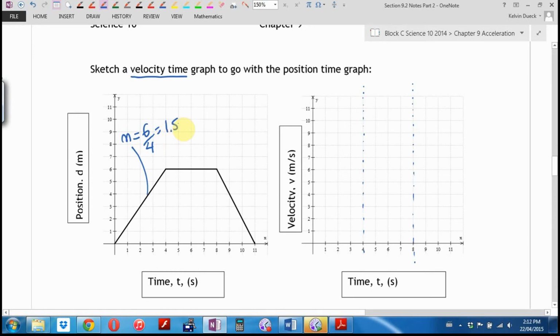What that means is that section there would be a line 1.5 high on a velocity time graph, because the slope of a position time graph turns into velocity. That horizontal line is the same as that slanty line on a position time graph. Try and make it a little neater than mine. You see I drew it, Sage, exactly halfway between 1 and 2? 1.5. I'll change colors. Sage, what's the slope of this section right here?